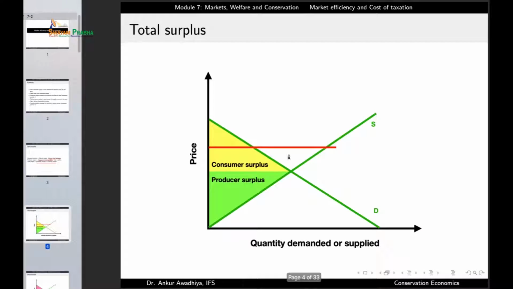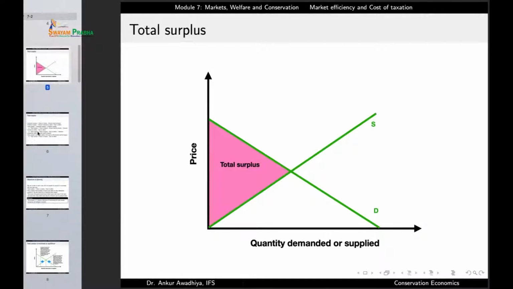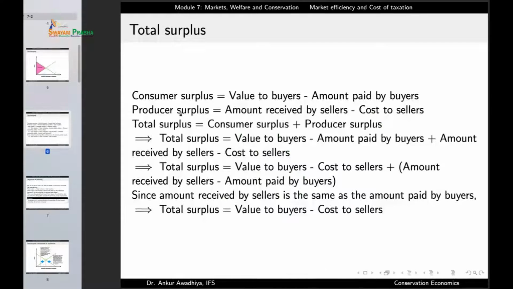So, if you look at this graph, then we have the consumer surplus in yellow, the producer surplus in green. If we add both of these together, we will get the total surplus. Now, the total surplus we can write as consumer surplus plus producer surplus. Consumer surplus is value to buyers minus amount paid by the buyers, and the producer surplus is amount received by the sellers minus cost to the sellers.